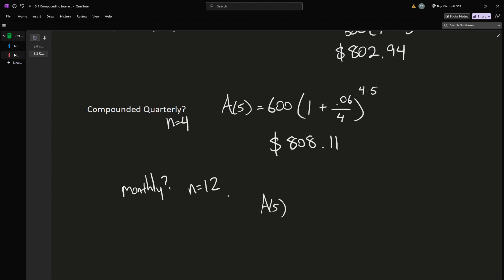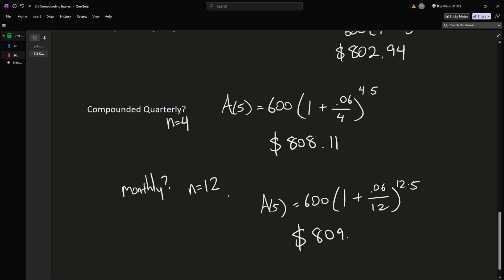A of 5 equals 600 times 1 plus 0.06 divided by 12, to the 12 times 5. Once again, doing some mental math gives me a grand total of $809.31.